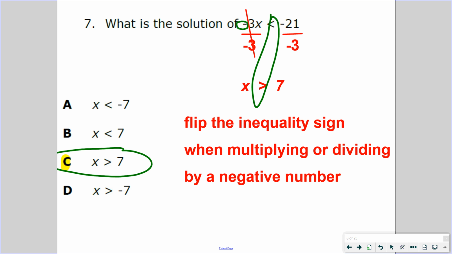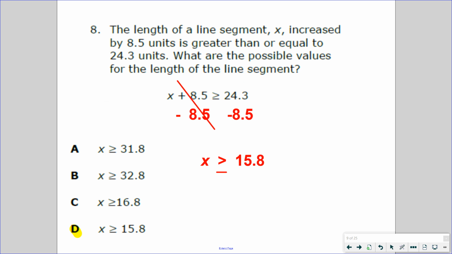I predict that this will be one of the most missed questions that's coming up, that people are going to forget to flip the inequality when they're multiplying or dividing by a negative number. Think of this as the opposite. Number 8, how would you solve this inequality? The length of a line segment x increases, that's why it's a plus, 8.5 units, is greater than or equal to, that's the symbol. So subtract 8.5 on both sides.